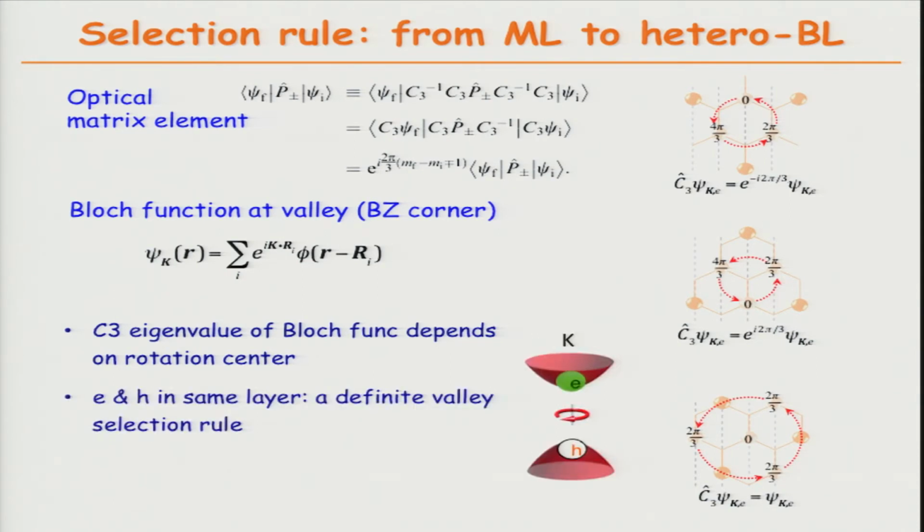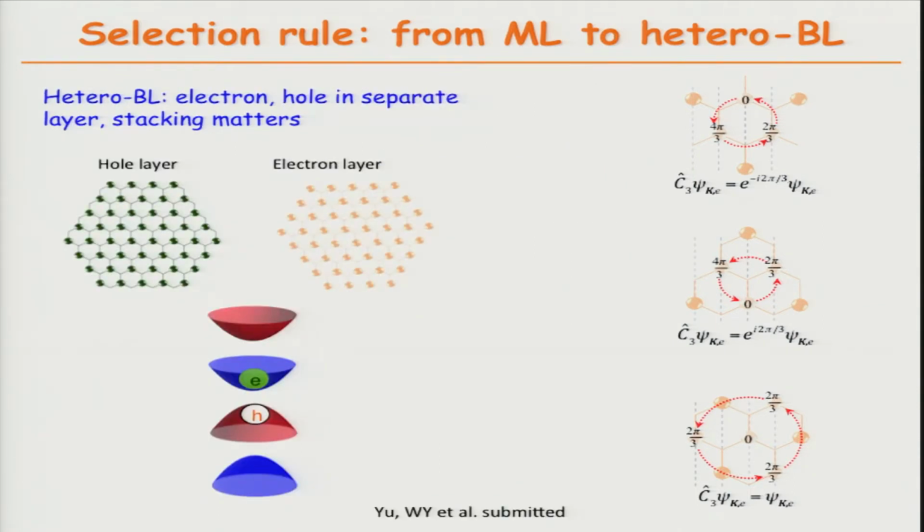But in a monolayer, because the electron and the hole are sitting on the same lattice, which one you choose as a rotation center does not matter because they change in the same way. So therefore, in a monolayer, you have a definite selection rule, which depends only on whether the electron-hole pair is at the k value or at the minus k value. But then when you go to a heterobilayer, with the electron and the hole separated into two lattices, how these two lattices stack on top of each other matters, because that determines the choice of rotation center in the electron layer and in the hole layer.